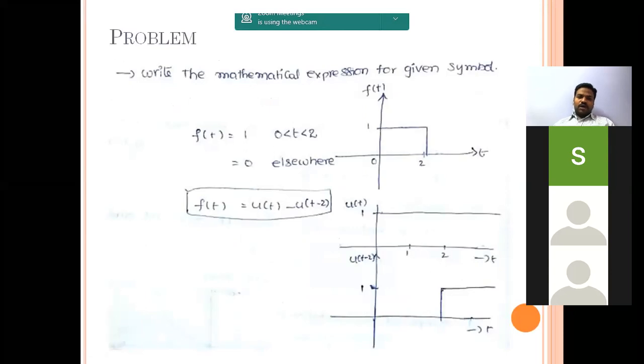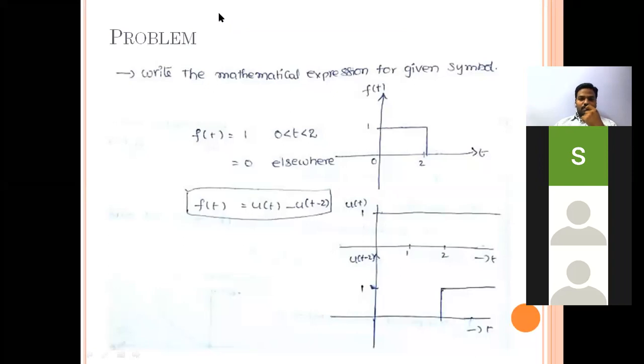Yes, sir. Okay. See, the problem here is: write the mathematical expression for the given symbol. That means, vice versa is possible. If we have given a mathematical representation, then it is possible to represent the same function in graphical representation. And if you have given a graphical representation, it is also possible to obtain the mathematical function from the graphical representation, right? Now, let me explain how this can be possible. Please don't try to write down on the white page or PPT, okay?